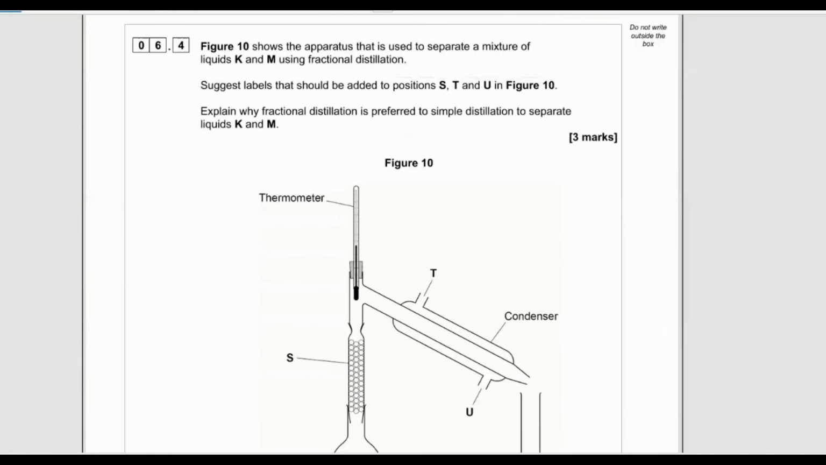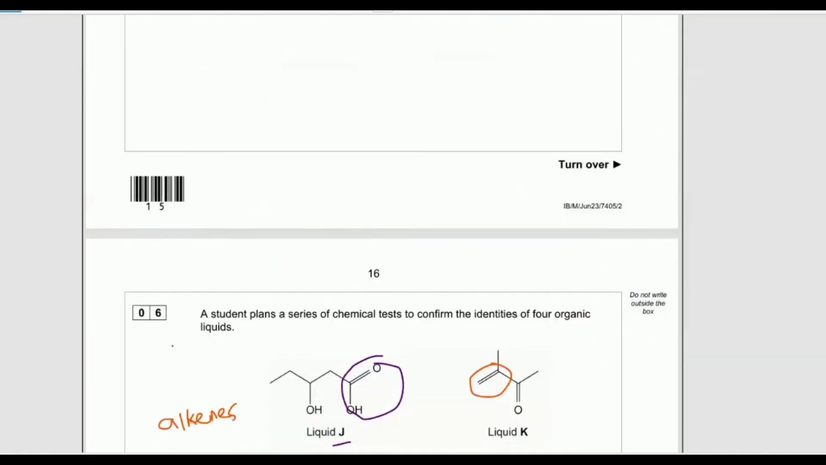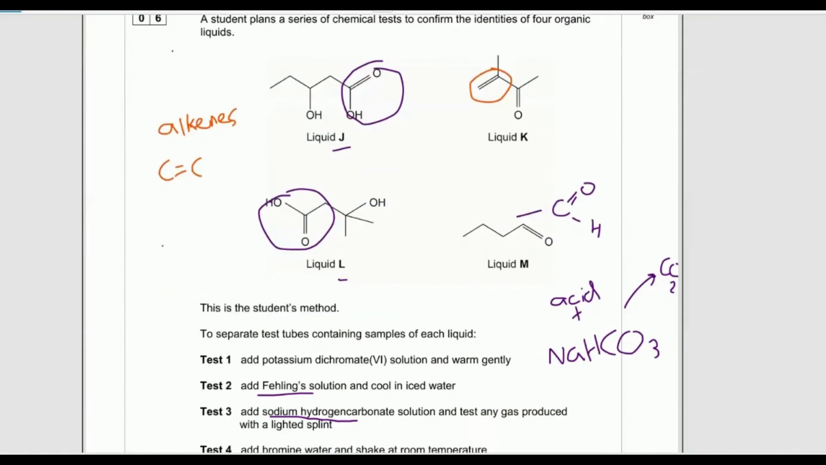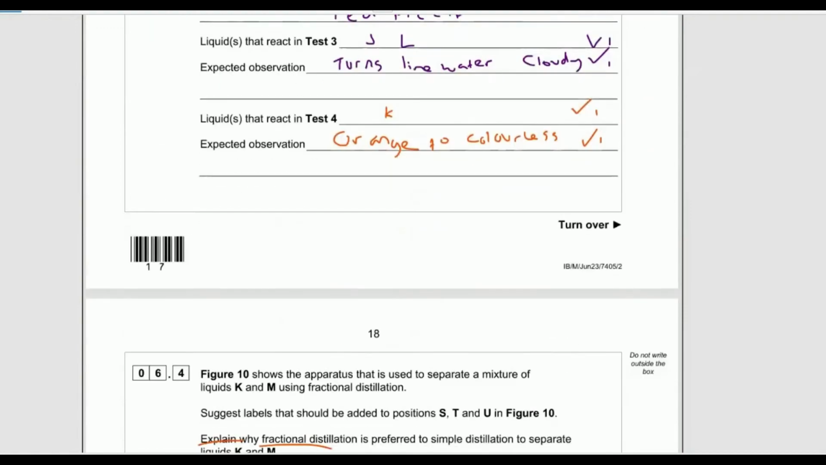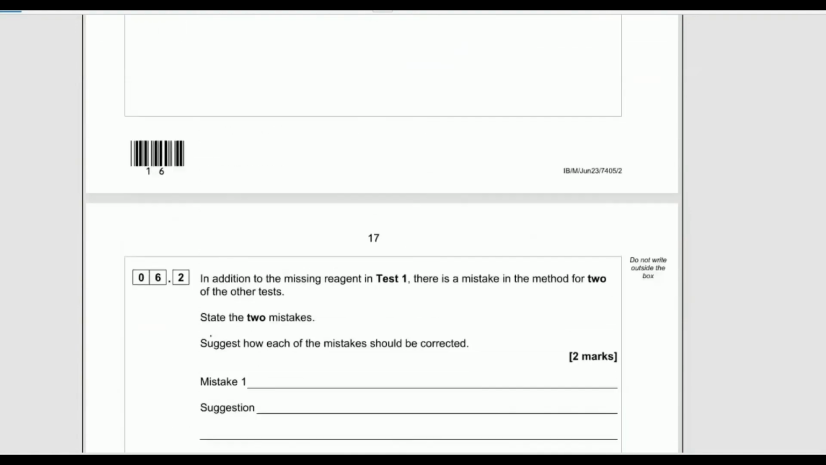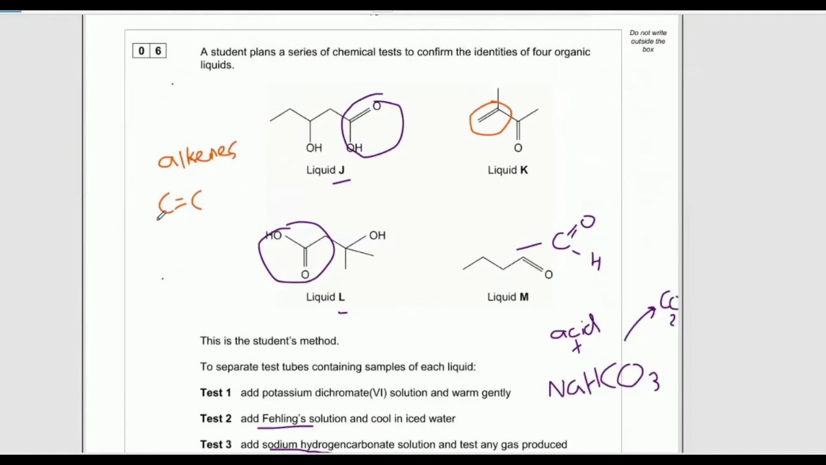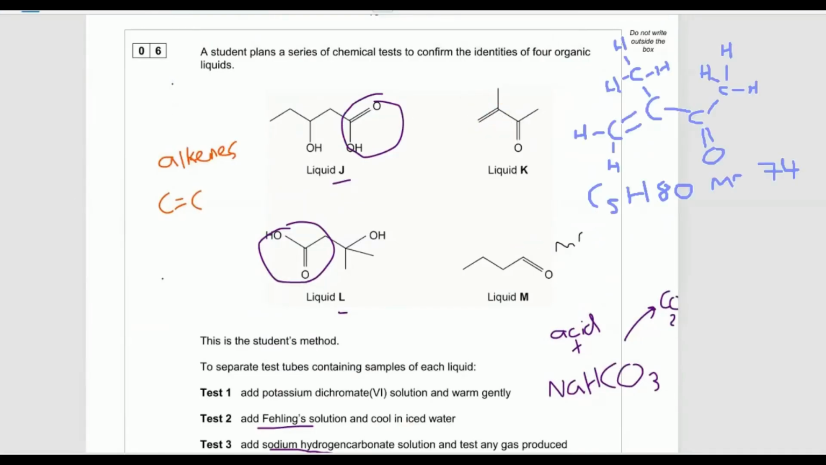Now, for the final bit, it says explanation. What's the explanation to why fractional distillation was used instead of just simple distillation? Simple distillation, you just boil it and you evaporate. But when we look closely at these two molecules, where are they? K and M. Let me just rub this out. We'll be able to see that their MRs are similar.